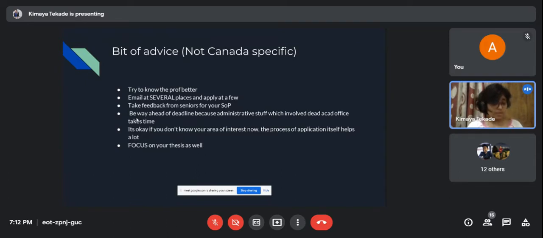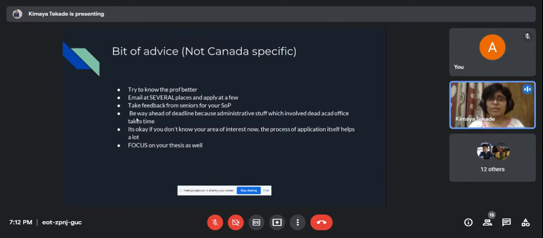Also, email at several places. If you have a country in mind that okay, I want to go only to this country, then it's fine. But if you are open-minded and you don't mind doing a 5-year PhD over a 3-4 year PhD in Europe, then I suggest that you email at several places and make a short list of profs based on your conversations with them, based on their work, and apply at a few places.